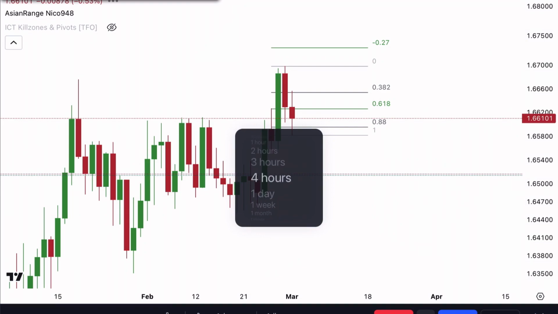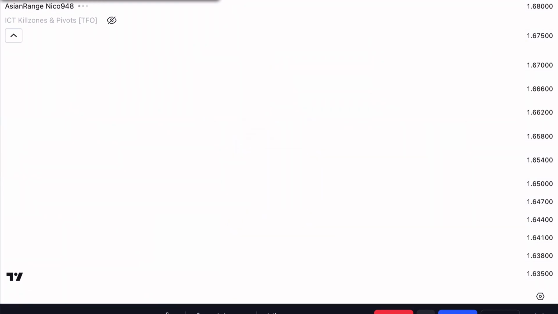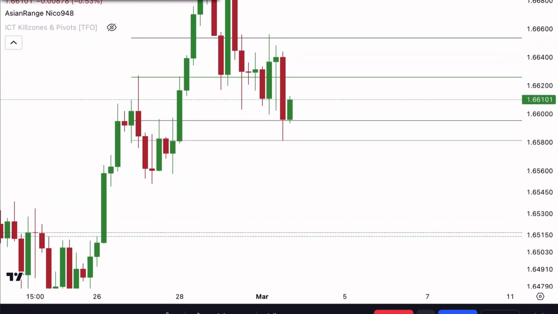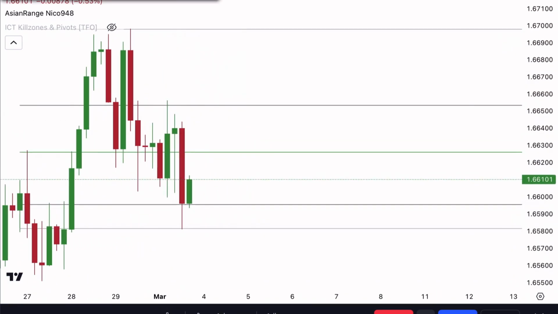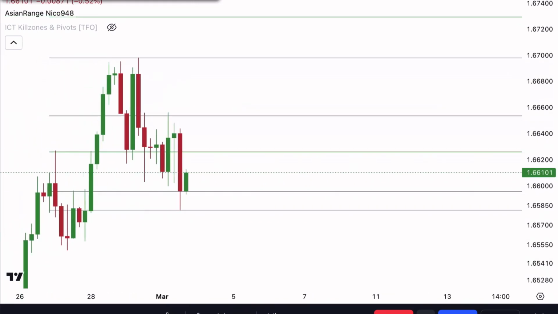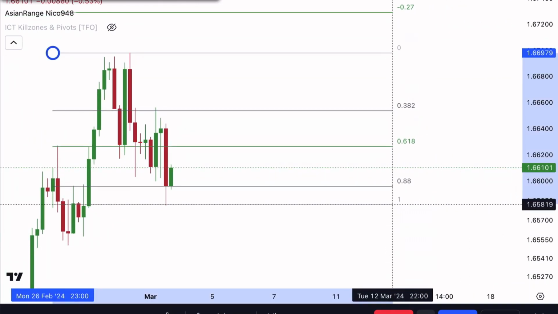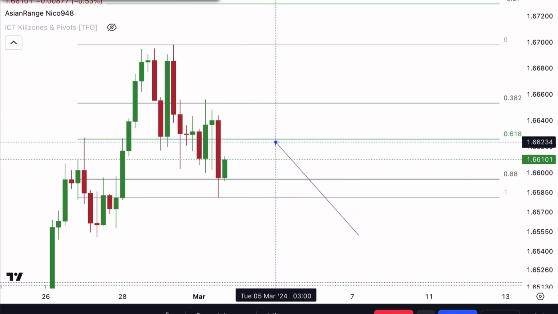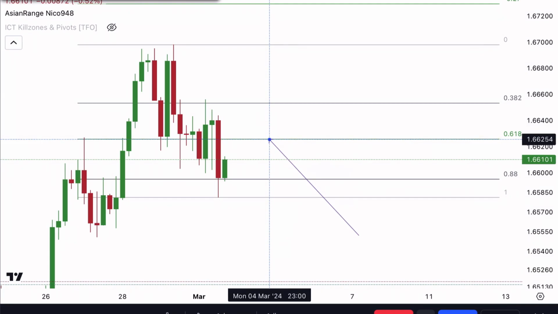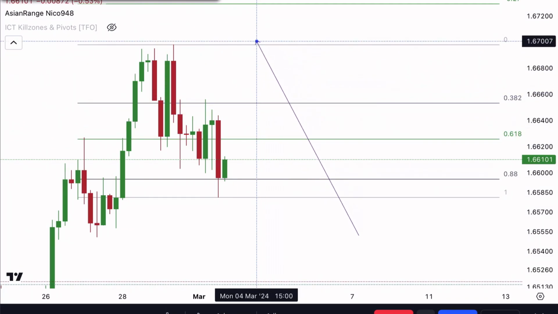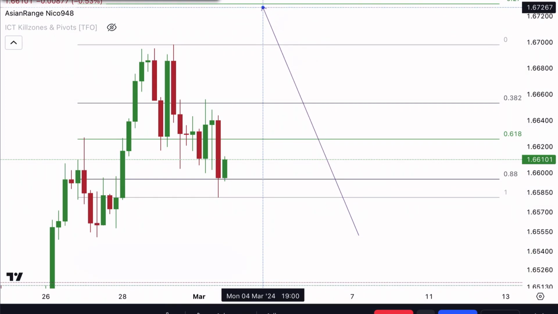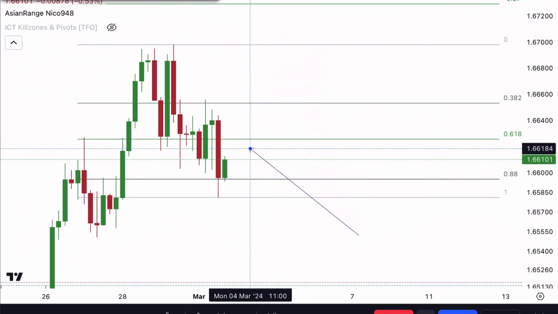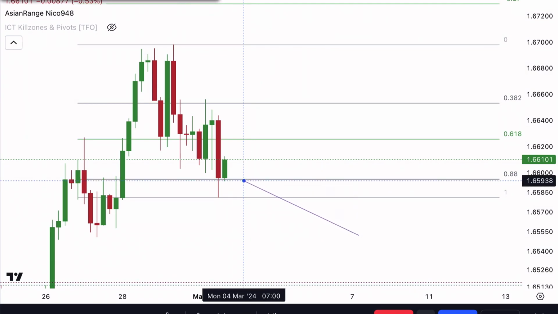Then we go down to the 4 hour. On the 4 hour, we will be looking for price to break the 61 level. Let me zoom in so it's more clear. We will be waiting for price to break this 61 level. Then we will put our buy limit on the 61 level so it can come and retrace and tap us in, and then we can ride it all the way to the TP. That will always be the negative 27, and our stop loss is going to be at the 88 level. So right now, let's put our buy limit order.